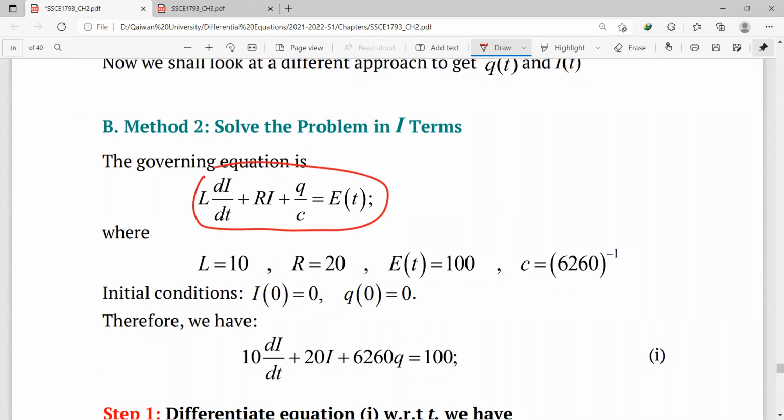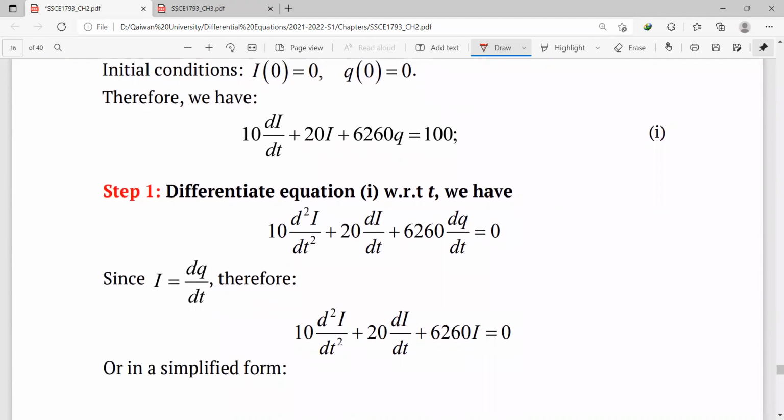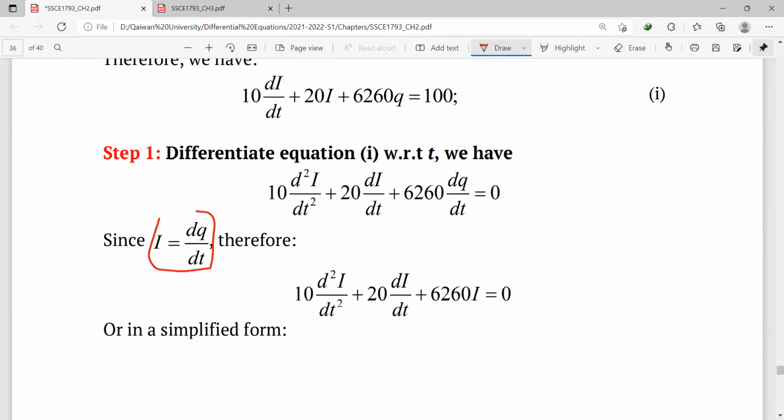Here, we are going to remove this Q. How? We say I equals dQ by dt. I equals dQ by dt. That means we are going to replace dQ by dt by I, and you get this differential equation.